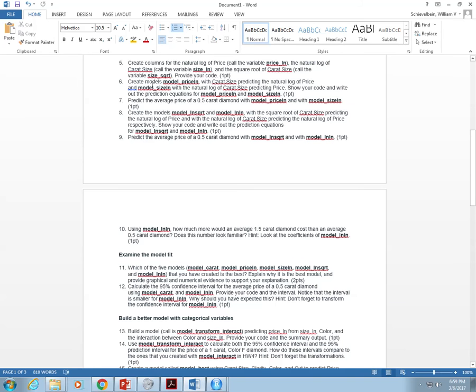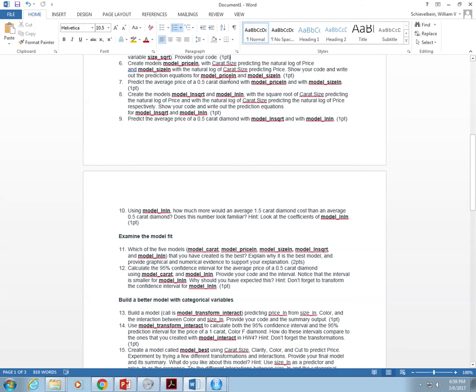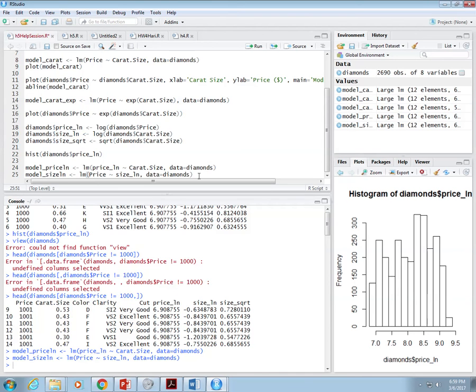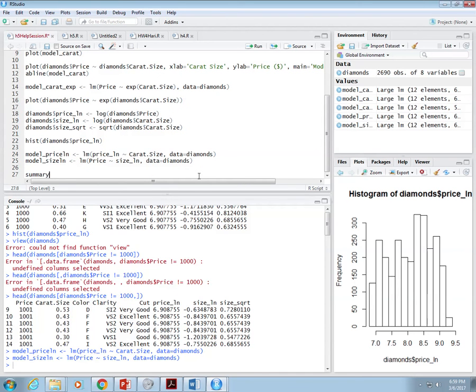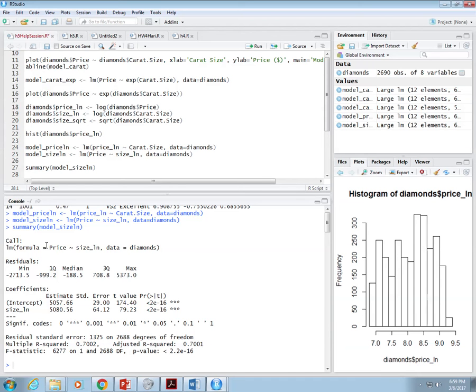So we just created these two models, price ln and size ln, and now we need to show your code and write out the prediction equations for model price ln and size ln. So writing out the prediction equations is an important thing to show understanding of this. So when you look at the summary of, we'll start with the easier one in my opinion, model size ln, you'll see that price is a function of the log of size.